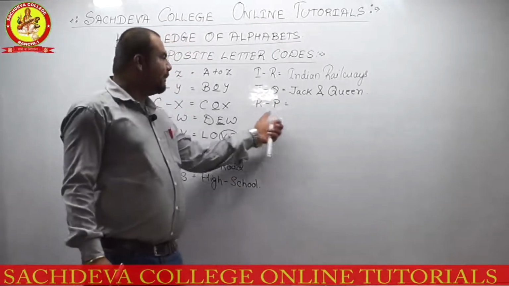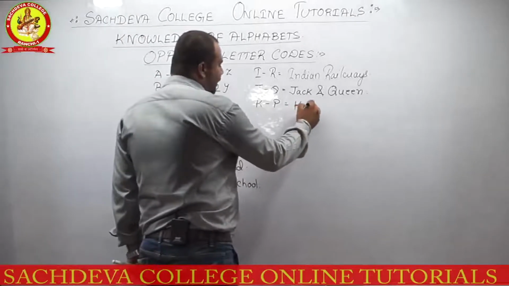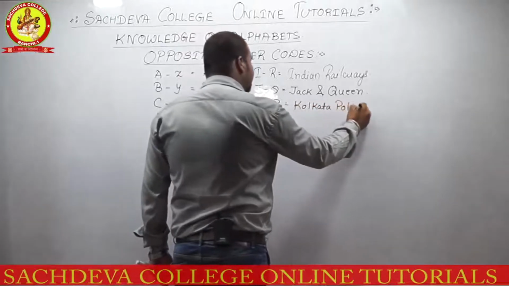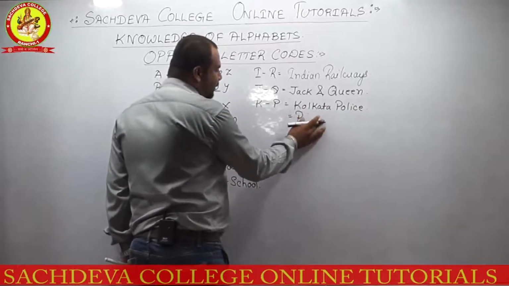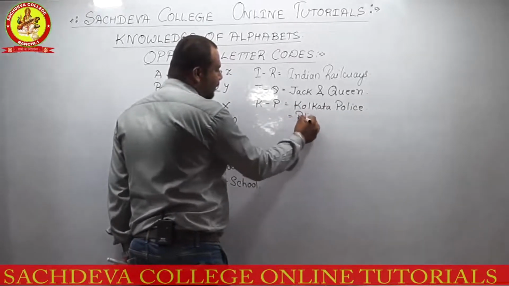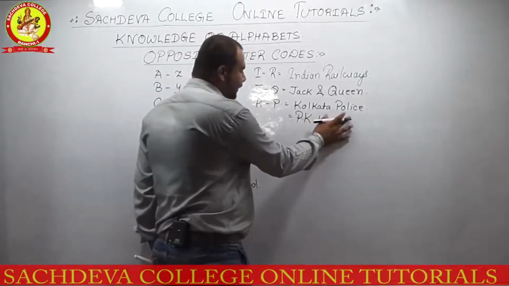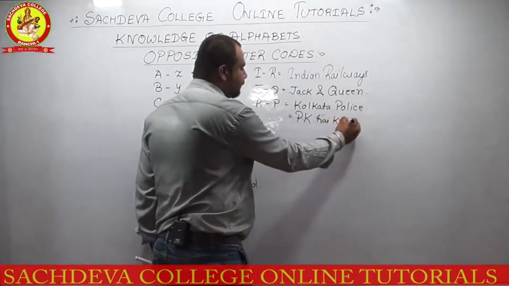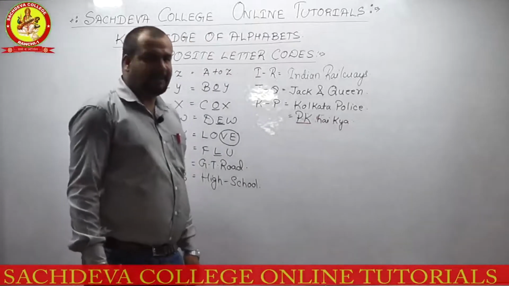How will we remember KP? The very simple method you can remember is Kolkata Police, or a very recent movie of Aamir Khan, that was PK. PK है क्या? So इससे हम ये याद कर सकते हैं that K's opposite is P and P's opposite is K. Next.